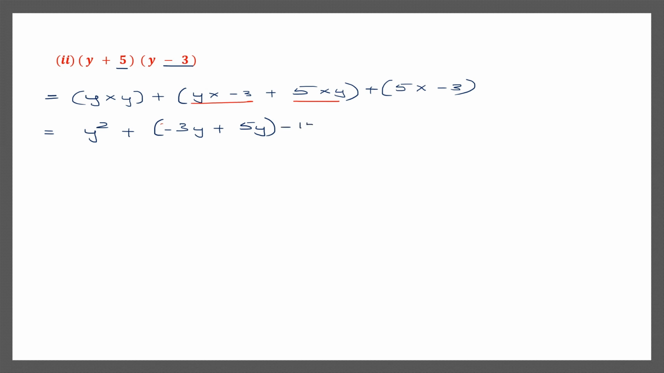So here let's write y square. Now here we have minus 3 plus 5. Signs are different. Put the sign of the bigger number and subtract. So that is plus 2y minus 15. So what is our final answer here? y square plus 2y minus 15. So as you keep working out sums like this, you'll get enough practice to do the direct method.